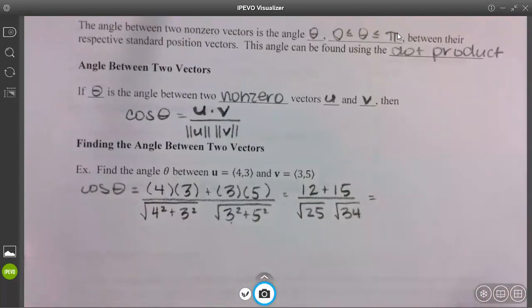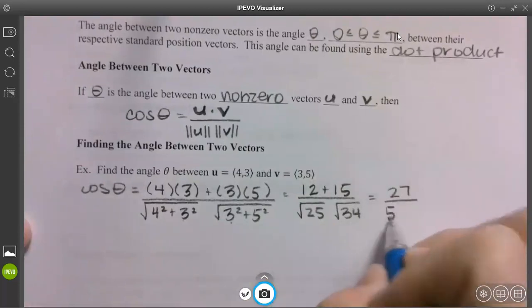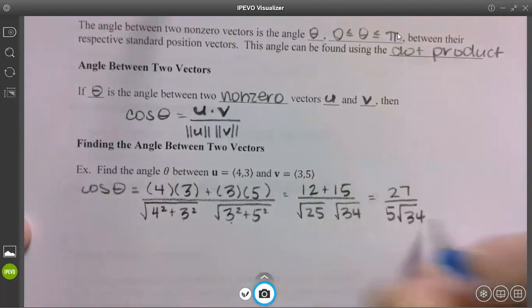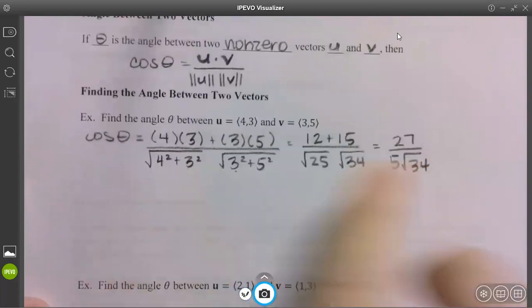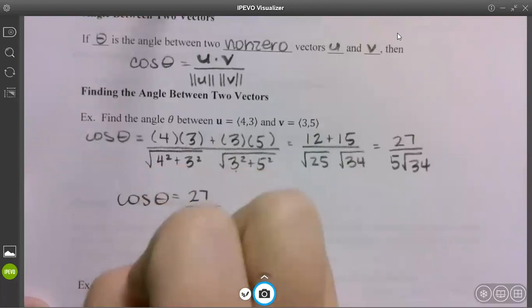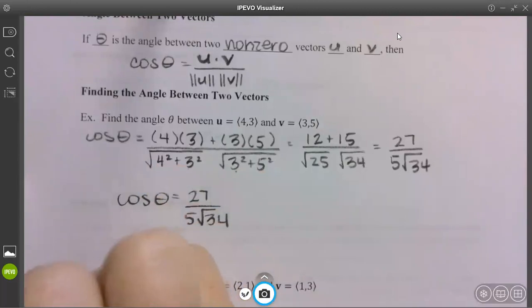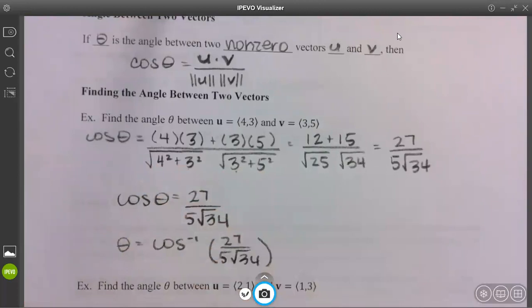And then we're going to simplify it. 12 plus 15 is 27. The square root of 25 is 5. Square root 34. So I still haven't found the angle. I've just found what cosine theta is equal to. So remember, to actually be able to find the angle, we're going to do cosine inverse of 27 over 5 square root 34. Pull that calculator up for you.